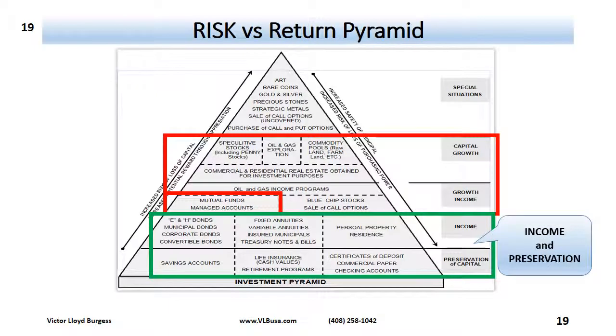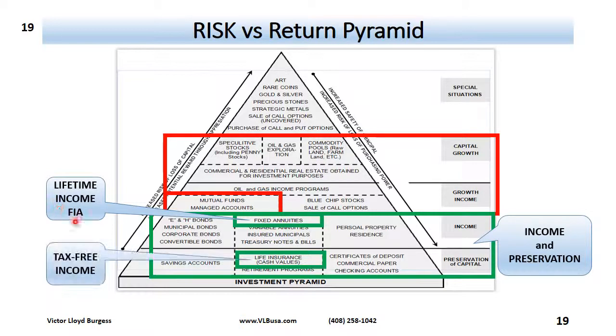Now let's look down here, income and preservation. This is where I like to operate. This is where you'll find your fixed annuities. This is also where you find your fixed indexed annuity. This is for lifetime income and getting rid of market risk. Down here a little bit further, where it's even safer, tax-free income in your life insurance policies, cash values.